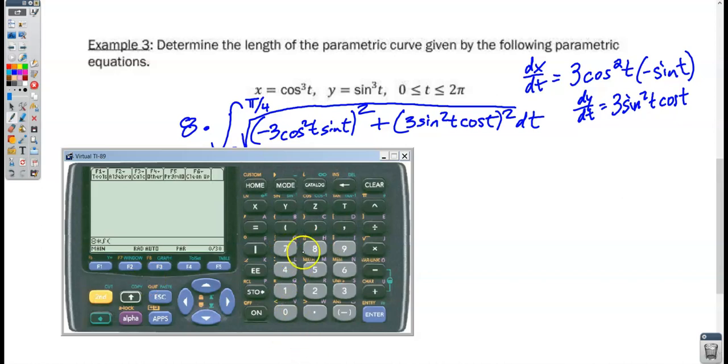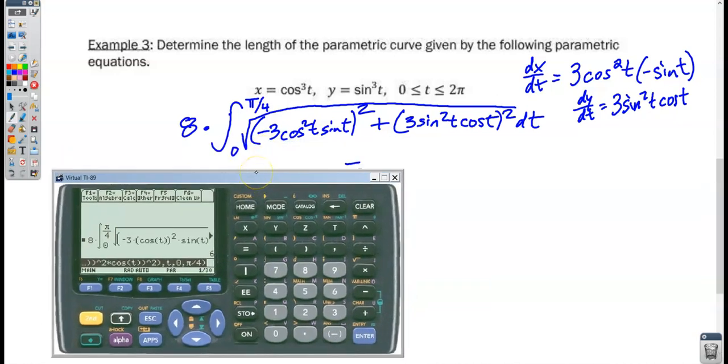the integral of the square root of the quantity -3 cosine squared of t times sine of t, that whole quantity squared, plus the quantity 3 sine squared of t times cosine of t, that whole quantity squared, close the square root, dt, from 0 to pi over 4. And we get 6 for our arc length here, 6.